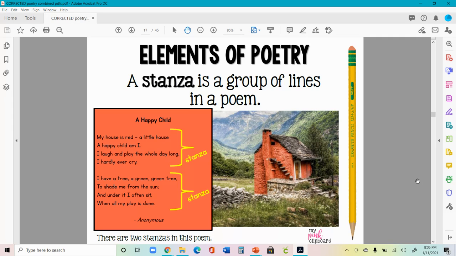So this is called a happy child. Each stanza is a particular part of this child's life that make their life happy.